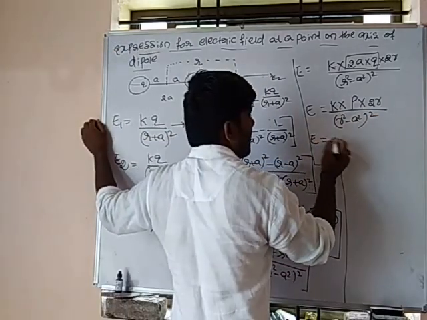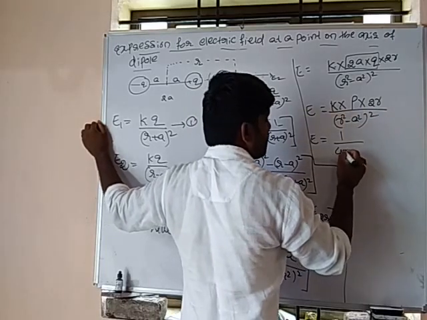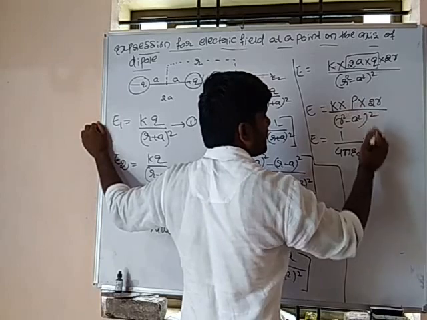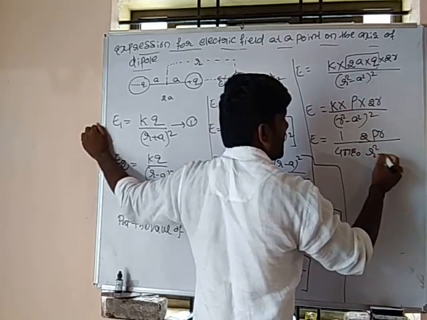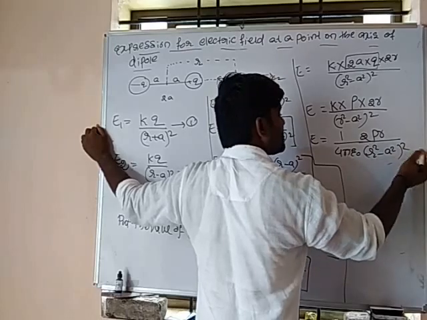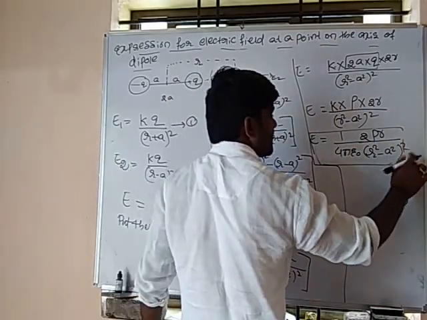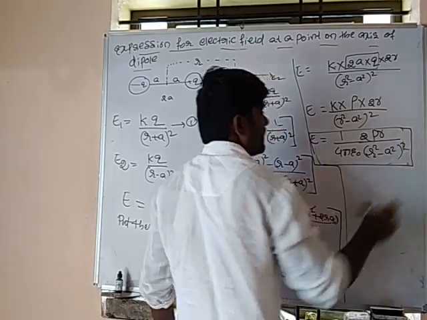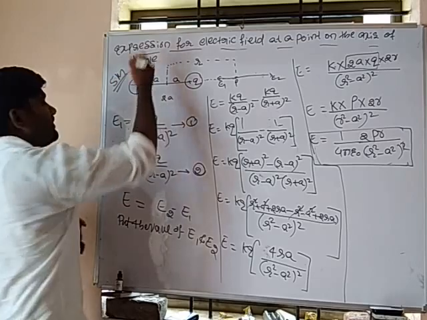Your work is done. 2 times K will be 1 divided by 4 pi epsilon naught. Shall I write it: 2PR divided by (R square minus A square) whole square is the final expression. Okay? It is the final expression for 5 marks. He may ask for 5 marks.